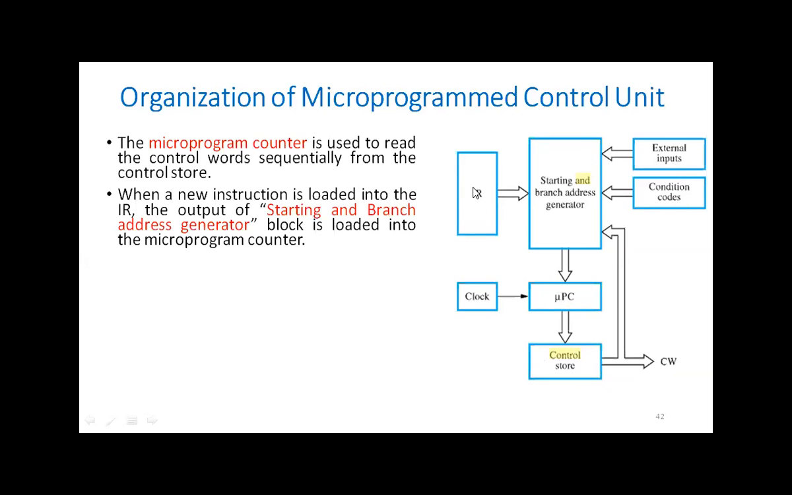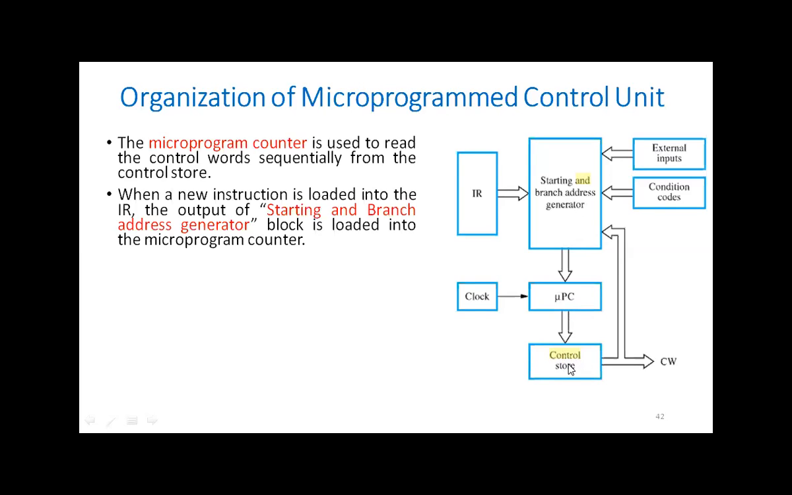The instruction is taken from here and decoded, and after decoding, the address of which micro instruction will be executed is selected based on these input factors. That address is generated and loaded into the microprogram control unit, and it is identified in the control store.